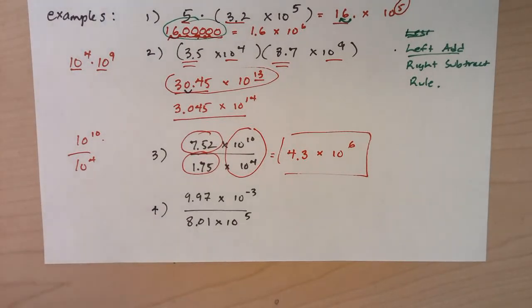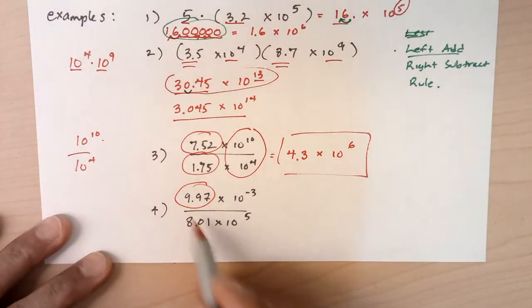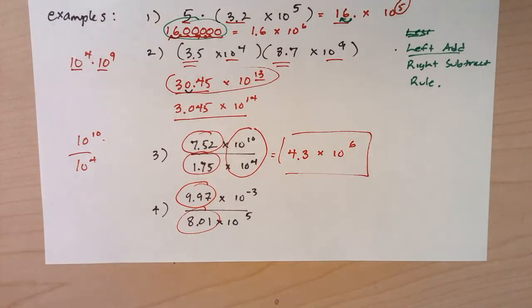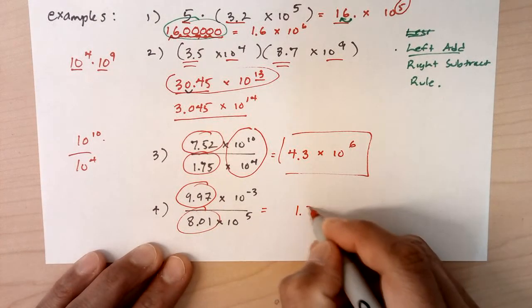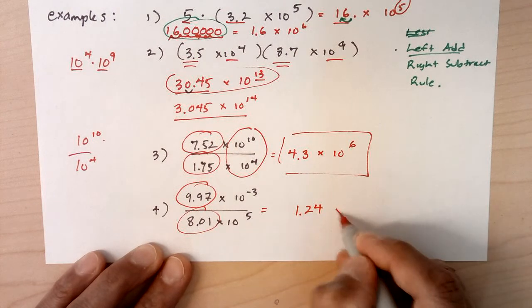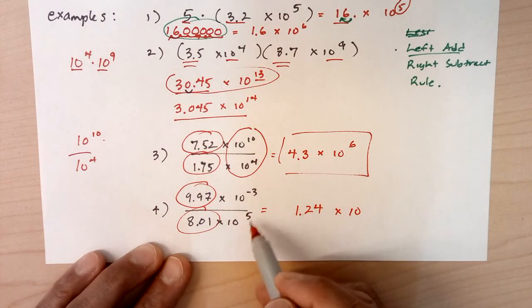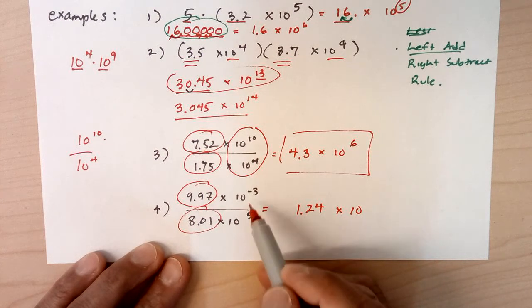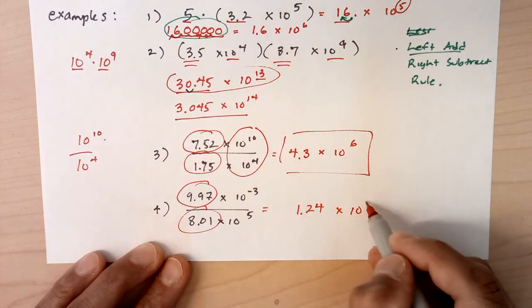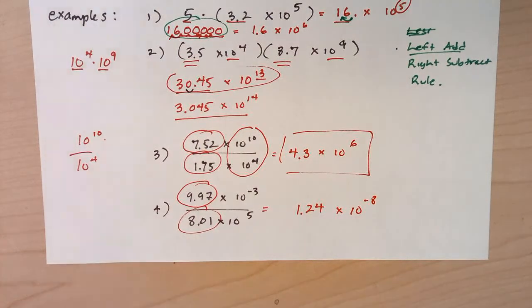And now on the next example, dividing two numbers in scientific notation, you do it similar to the last example. Here's where we start. We could divide the 9.97 by 8.01. And again, I'm going to round that. It's about 1.24 times 10 to the, you would subtract the exponents here. Subtract the denominator from the numerator. Negative 3 minus 5 is negative 8.